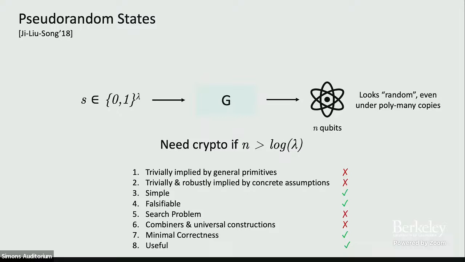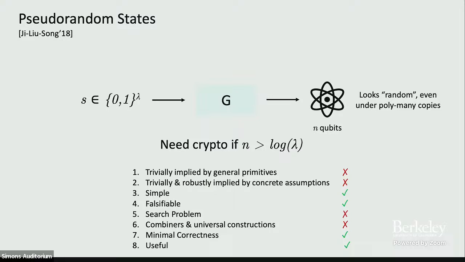Now it turns out that for this, you need crypto. For a classical pseudorandom generator, you need crypto as long as n is greater than lambda. For pseudorandom states, it's a little different, basically because there's an extra exponential in the hidden space of a quantum state. So really, you need crypto as long as n is greater than log lambda. That's if and only if, there's a tight threshold.